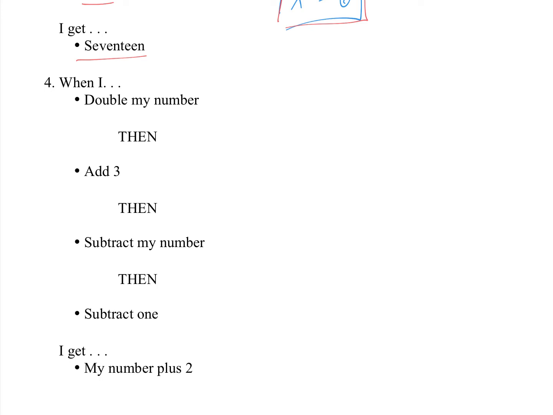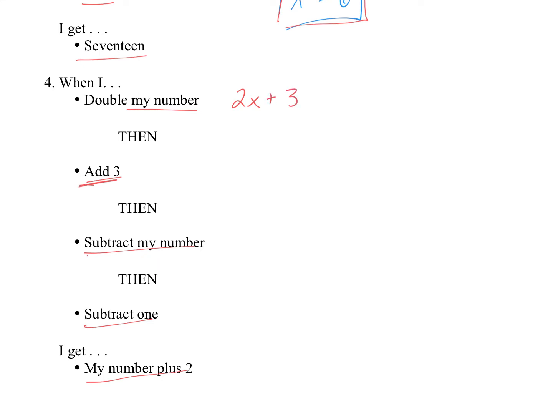So the first step, it says when I double my number, then add 3, then subtract my number, then subtract 1, I get my number plus 2. There's a lot going on there, but we're just going to go through it one step at a time. First step, it says double my number. At this point, we should know that doubling my number, we write that as 2x. And then I'm going to add 3, so just plus 3.